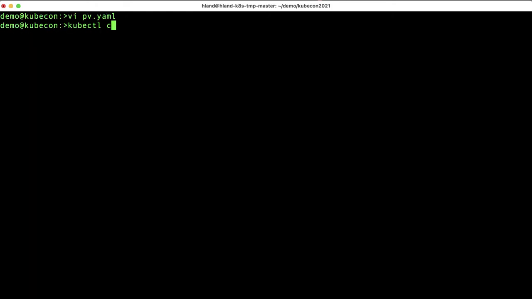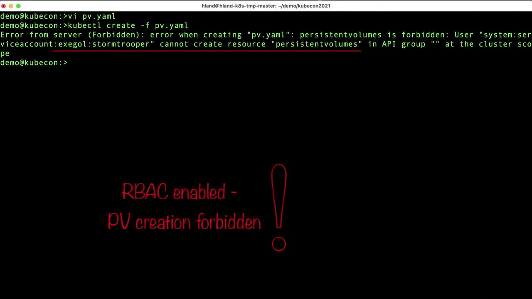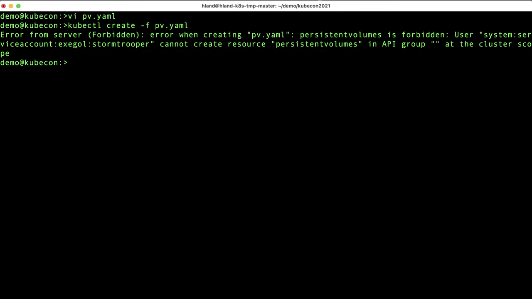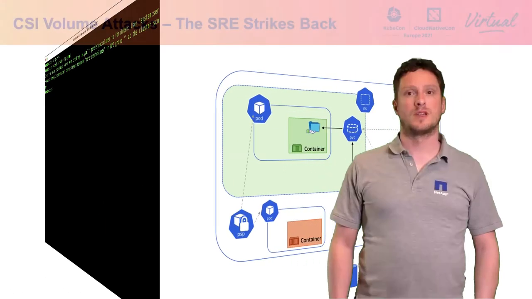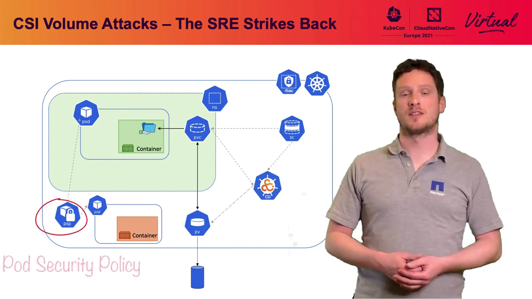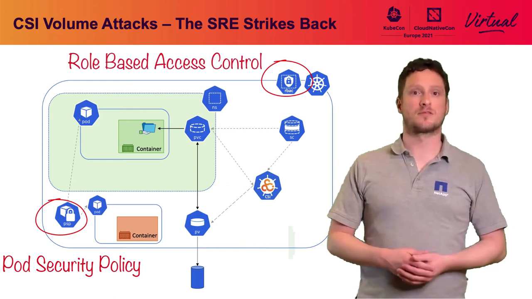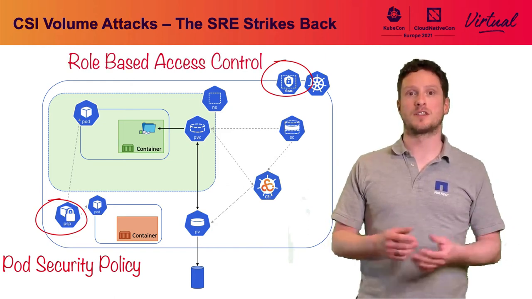But what we can do is to use role-based access control and disallow the creation of PVs. This does not prevent dynamic provisioning, as the PV is created by the CSI driver, and that has permissions for it. But it prevents an attacker from manually creating a PV that accesses storage it shouldn't have access to. So the SRE strikes back by enabling the pod security policy that disallows direct storage access, and by configuring role-based access control so that users cannot manually create a PV.